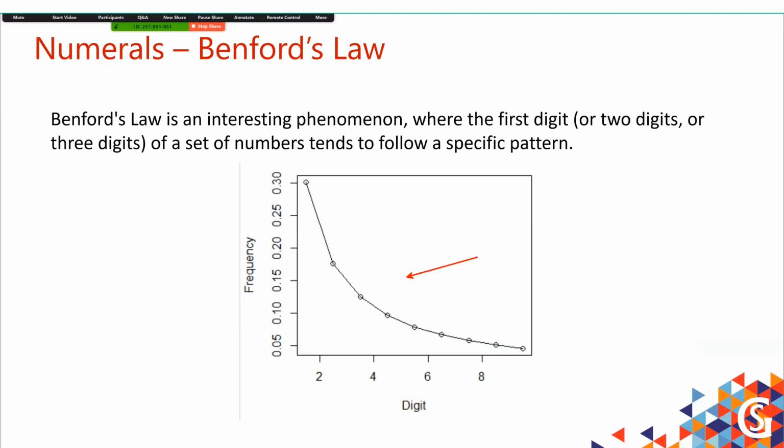However, the first digit of a sequence typically follows a pattern like this. This is called Benford's law. In natural data sets, we tend to see the number 1 be the first digit about 30% of the time. The number 9 is the first digit less than 5% of the time.